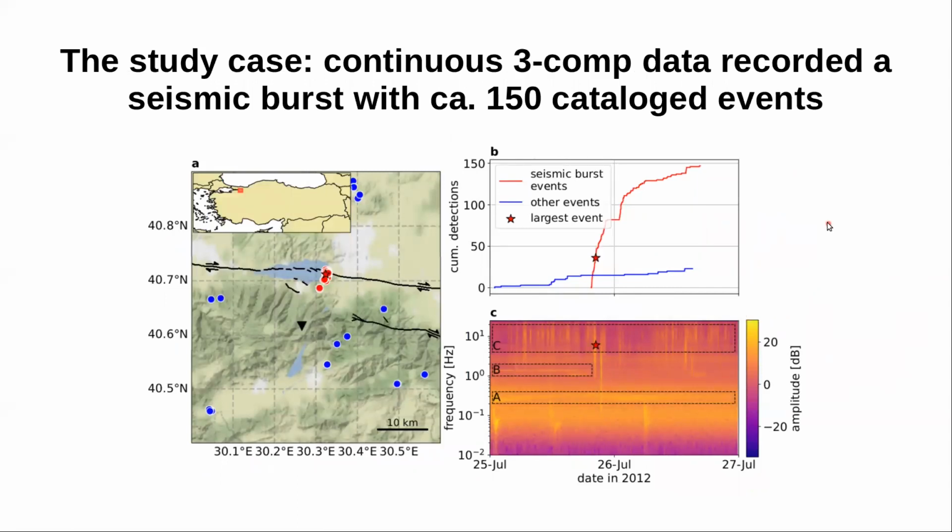To test our approach, we use data recorded in the vicinity of the North Anatolian Fault in Turkey. On that fault, there was a small seismic burst with around 150 small magnitude events, which have similar waveform characteristics. And we use the data from the station nearby and try to identify the seismic burst within the dendrogram of the hierarchical clustering.